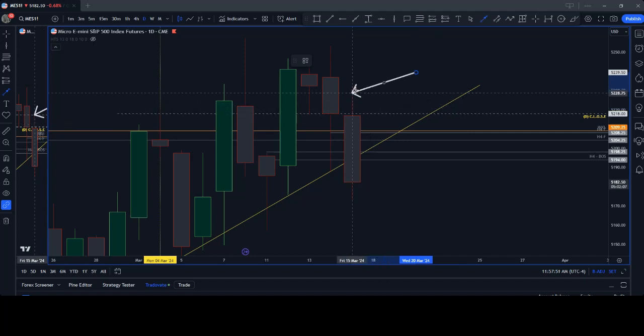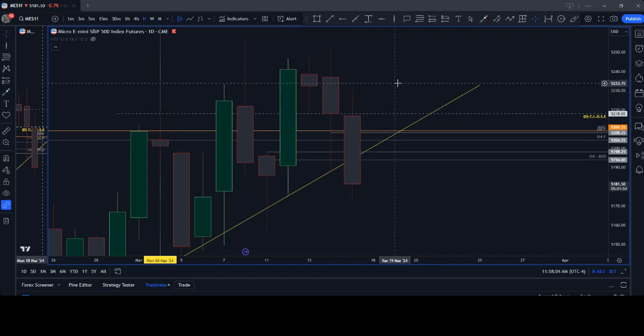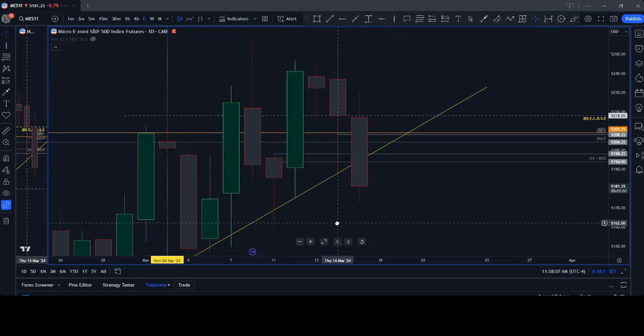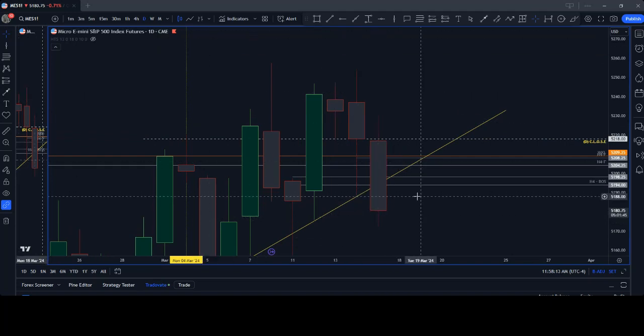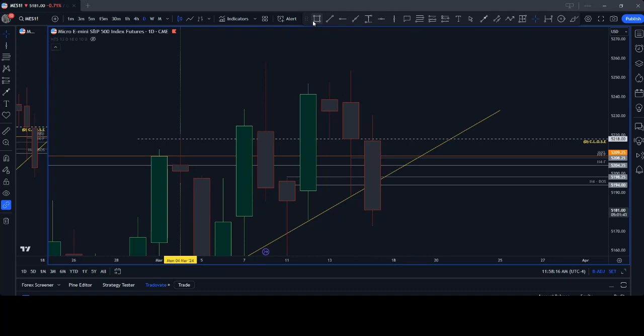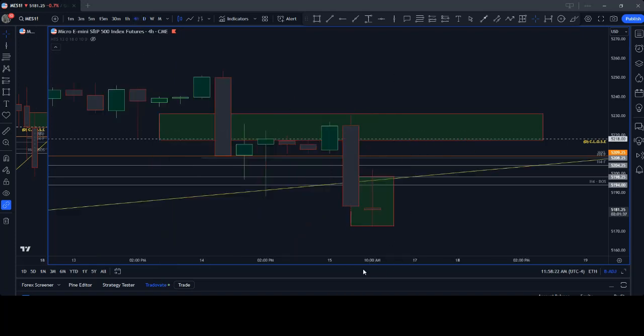This is called a manipulation. If you want to know what a manipulation is, you can check ICT concepts. It teaches all about manipulation and all these things. I'm trying to keep things simple here, where my kids can understand this and they don't have to ask me all the time. All right, so this is where we want to get in the market. We may not, but we want to get in the market on that side of the field.